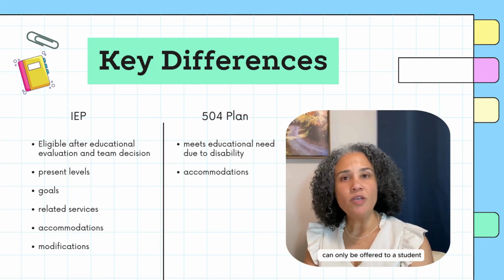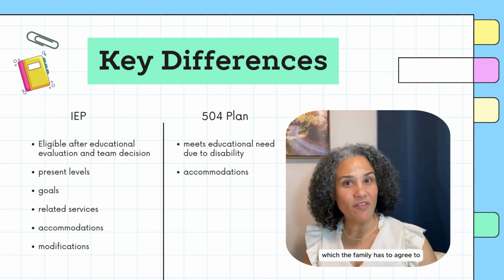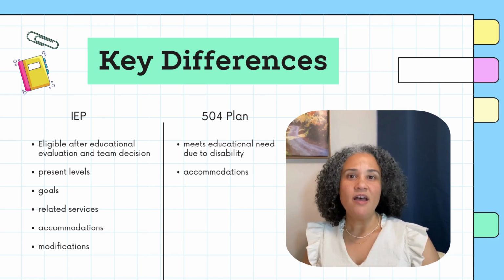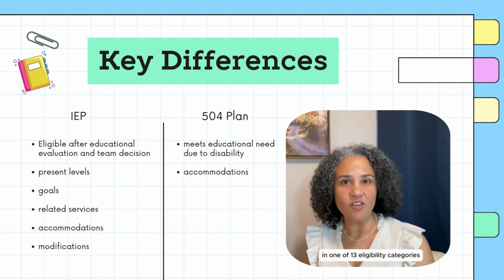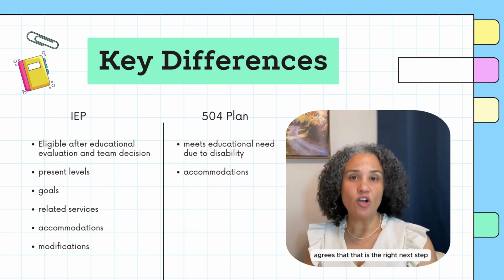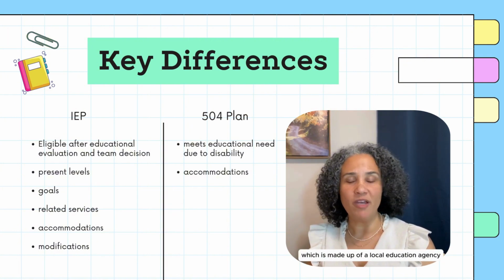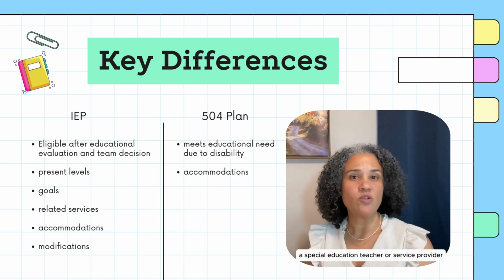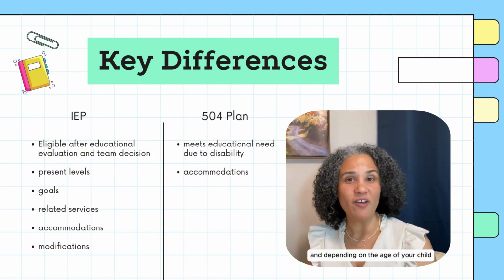An IEP can only be offered to a student once an educational evaluation has been completed, which the family has to agree to, which is a whole other video. And through that educational evaluation process, there have been areas identified that would qualify a student in one of 13 eligibility categories. And then a team, the IEP team, of which parents are a part of, agrees that that is the right next step. And then after that, the IEP team, which is made up of a local education agency representative, a special education teacher or service provider, a general education teacher, and you, the parent or guardian, and depending on the age of your child as well, the student.